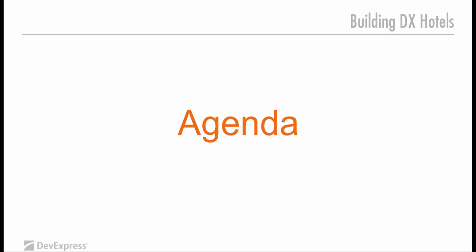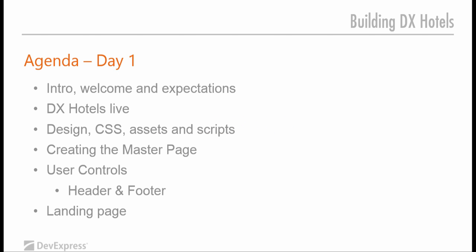I am going to explain why we feel certain controls are better suited to others. And I'll point out controls that can do similar things. And I'll certainly be highlighting some tips and tricks along the way, particularly with client-side events and CSS. Today we're going to run through the DX Hotels live pages, talk about design, CSS, assets and scripts. Then we'll create the application. We'll start with the master page, put some user controls on there and explain the importance of those, and then start to build out the landing page.